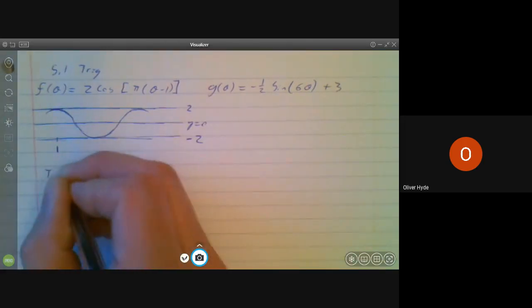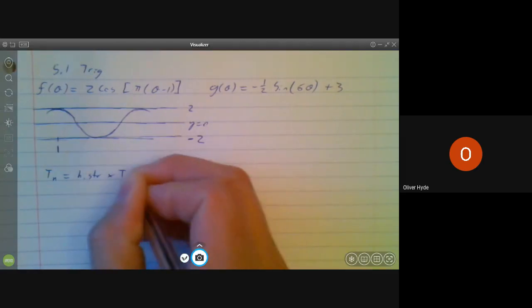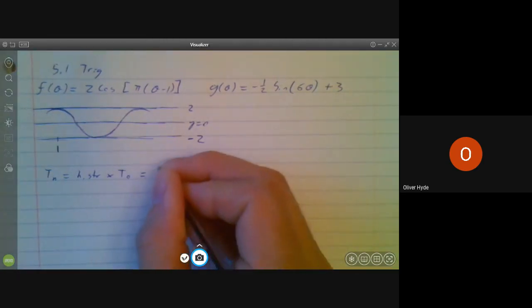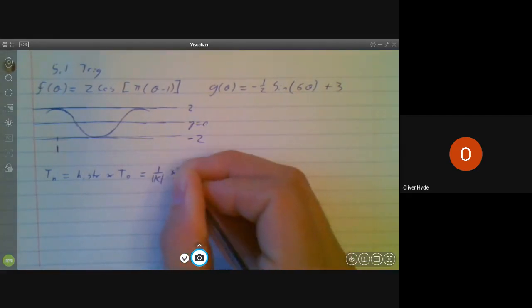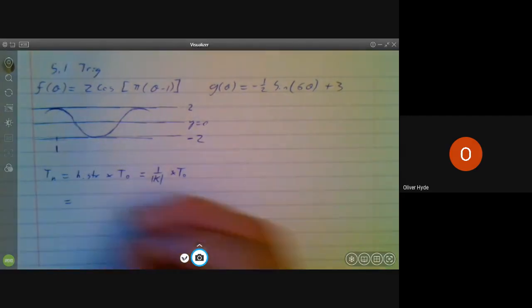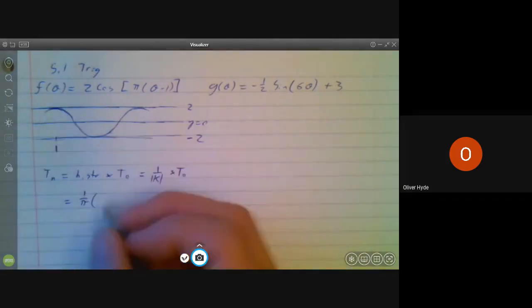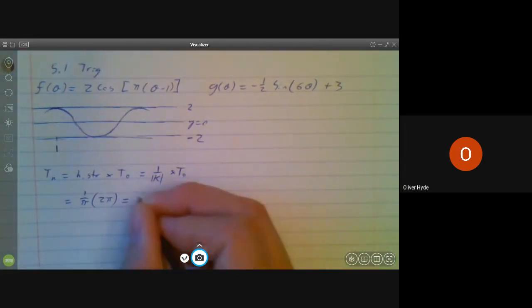Our new period is going to be a horizontal stretch of our old or original period. My horizontal stretch is going to be the reciprocal of the absolute value of k. It's been a while since we've had to deal with transformations. So in this case, my new period is going to be 1 over pi of my original period, which for a cosine curve would have been 2 pi, and 1 over pi of 2 pi is going to be 2.